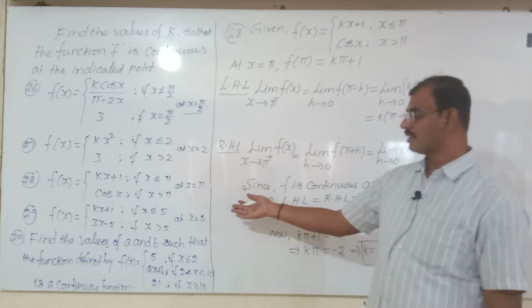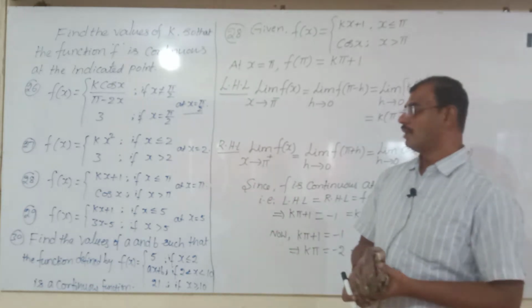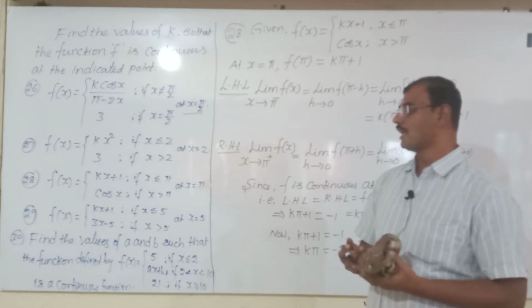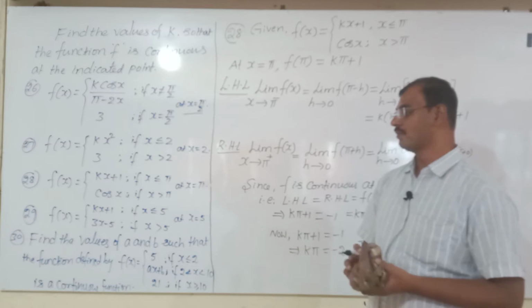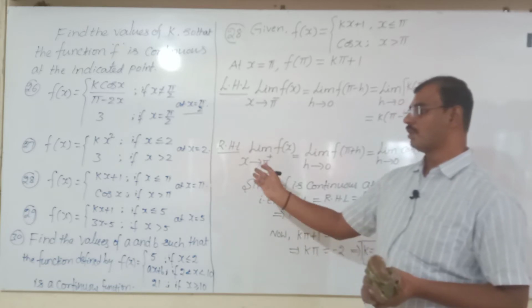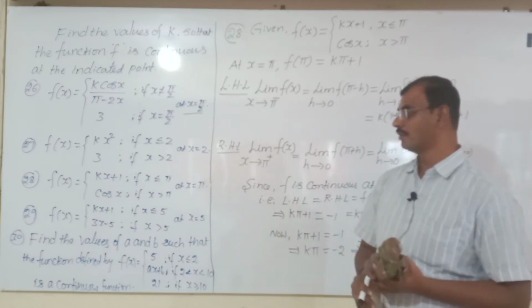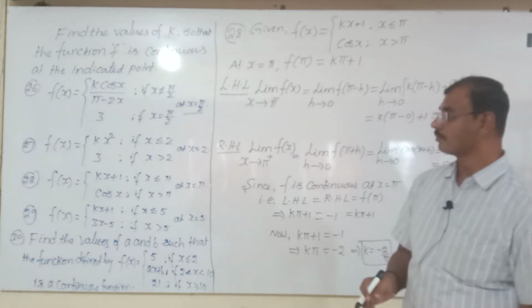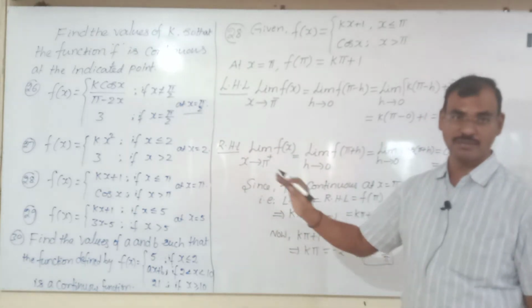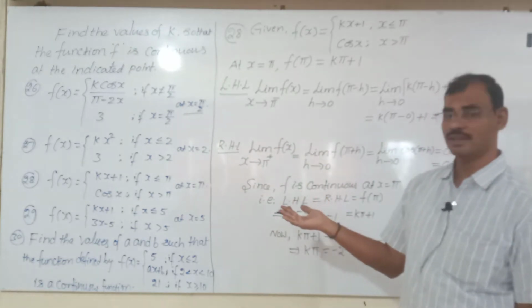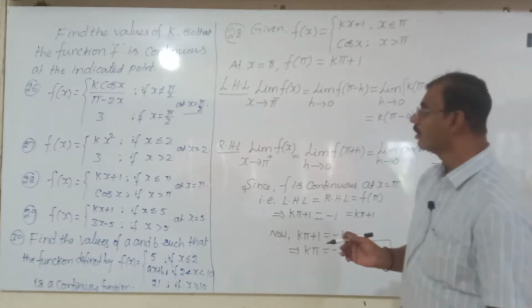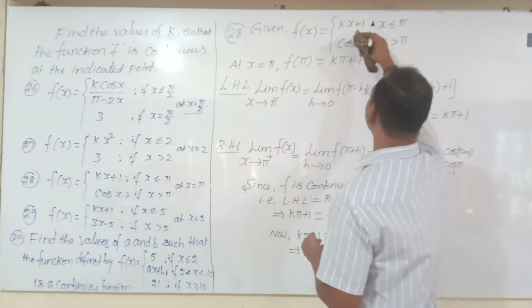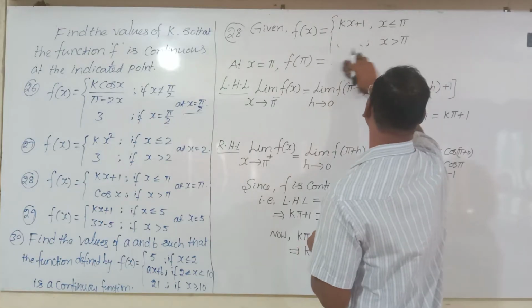Okay, one more question is there. f of x is equal to kx plus 1, and the function is 3x minus 5 when x is smaller than or equal to 5, and greater than 5, given at x equal to 5. Almost the same model. Can you find out this one? Okay, let us see.